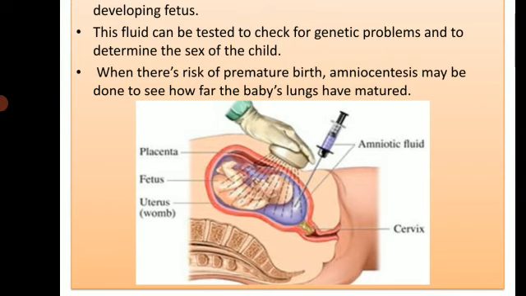The doctor inserts a hollow needle in the woman's abdomen to remove a small amount of amniotic fluid from around the developing fetus, and this fluid can be tested to check for genetic problems and to determine the sex of the child. When there is a risk of premature birth, amniocentesis may be done to see how far the baby's lungs have matured. Okay.